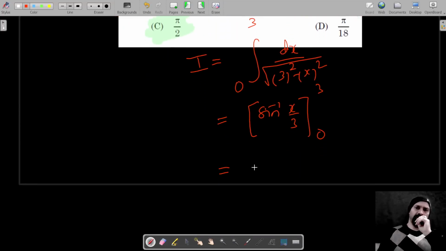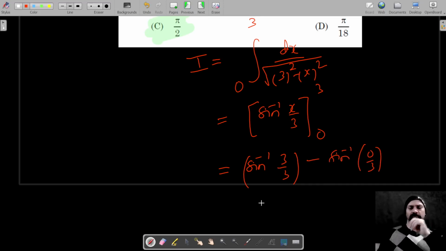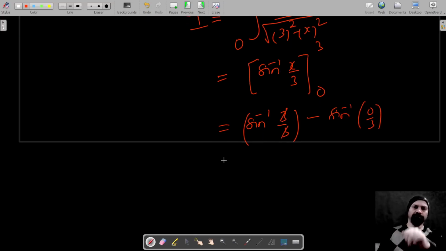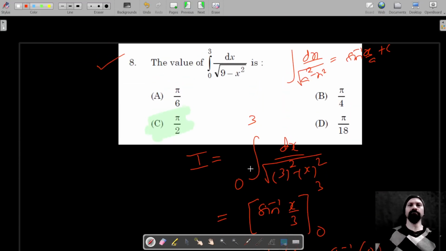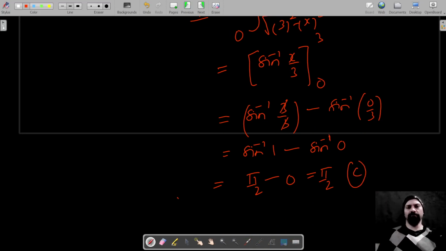So this is equal to sine inverse 3 by 3 minus sine inverse 0 by 3, which is 0. So this is sine inverse 1 minus sine inverse 0. Now the angle for which the value of sine is 1 is 90 degrees, so this is pi by 2. The angle for which the value of sine is 0 is 0, so this is equal to pi by 2. C is the option for this.